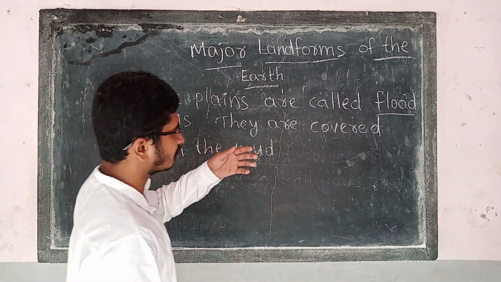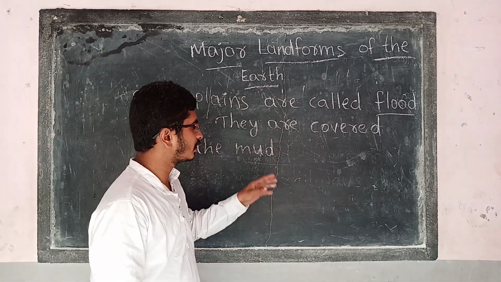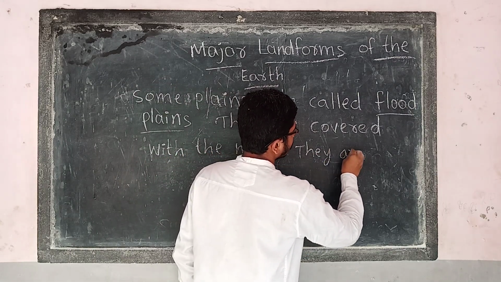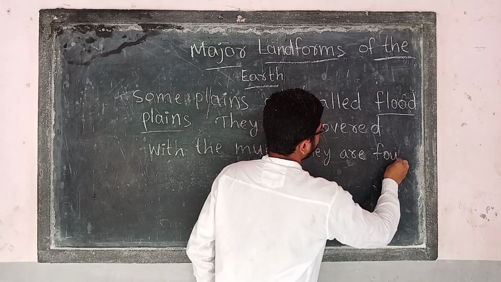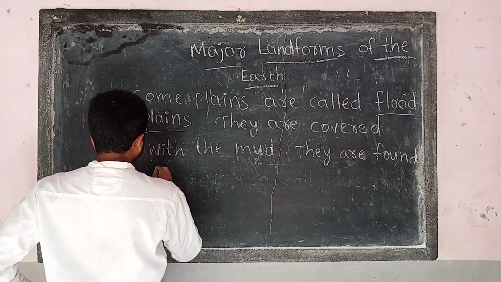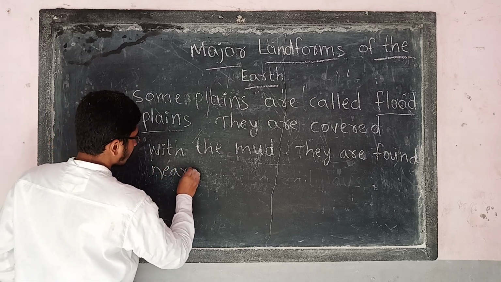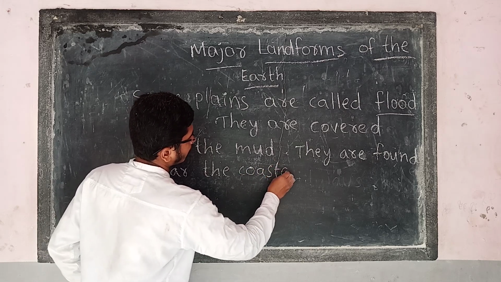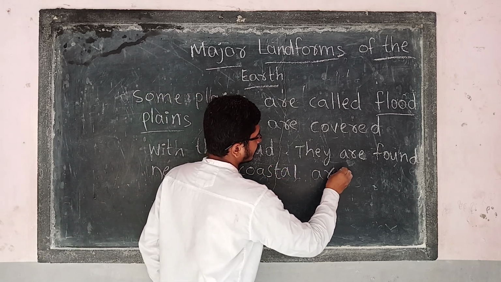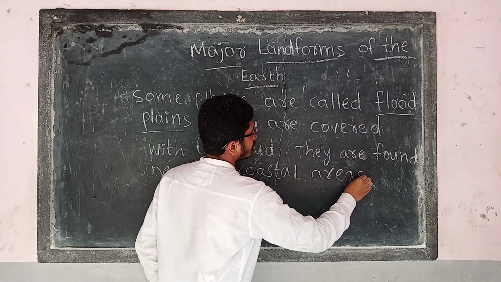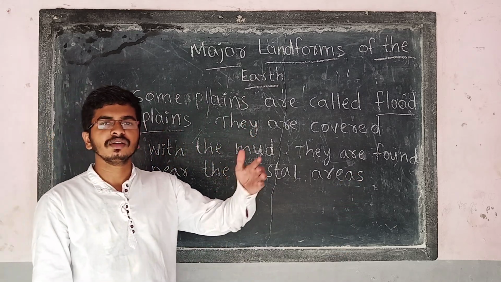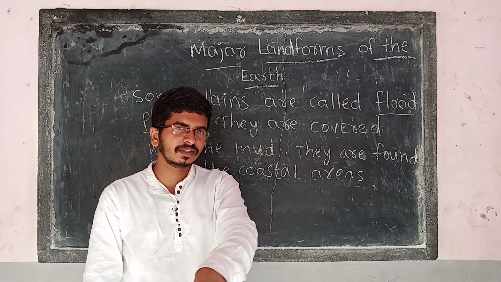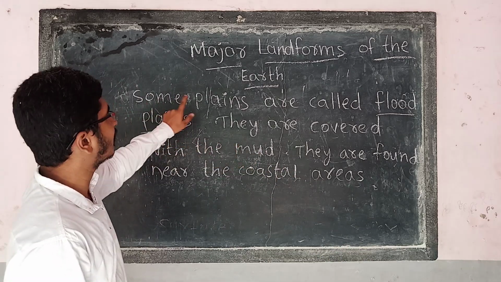So mud means it is mostly available in the coastal areas. They are found near the coastal areas, where the floodplains are found, because mostly the floods will come and the land will become like mud type of things. That is the reason it is called floodplains.